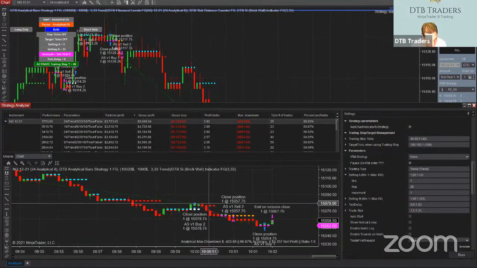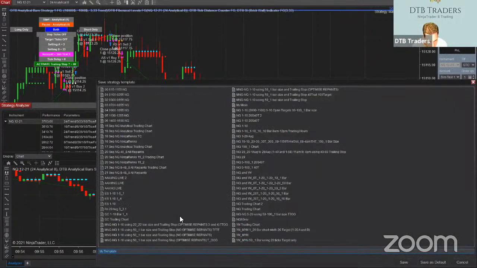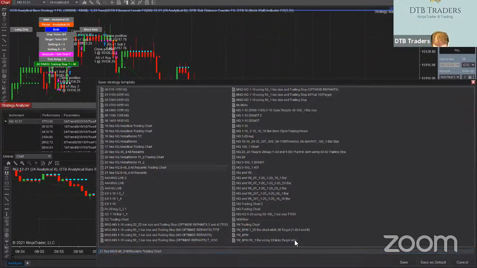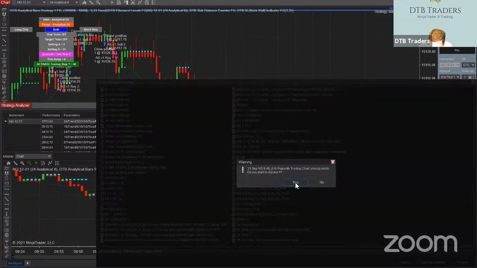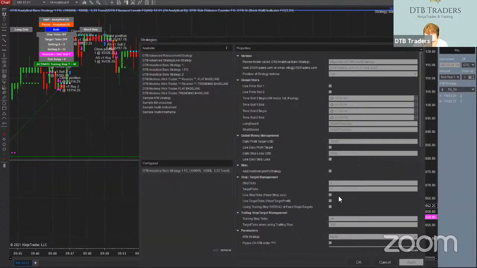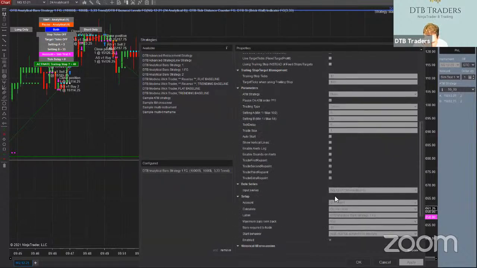Okay, so I took a few more positions. That is the current one over there. So I'm going to go and save that now. Template, save. I'm still happy to use that specific one. So I'm going to go to my 21st, save, yes. Come to my chart again, go strategies, and just deactivate this one.